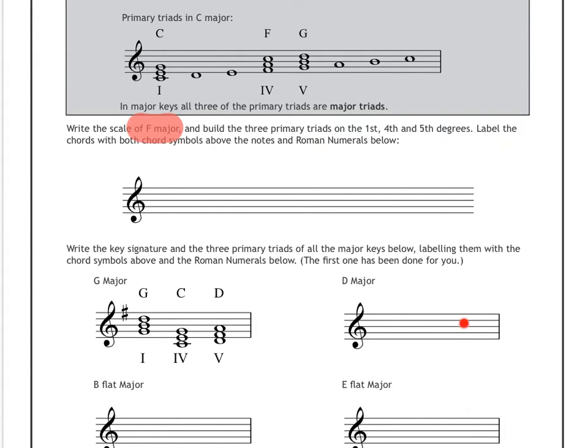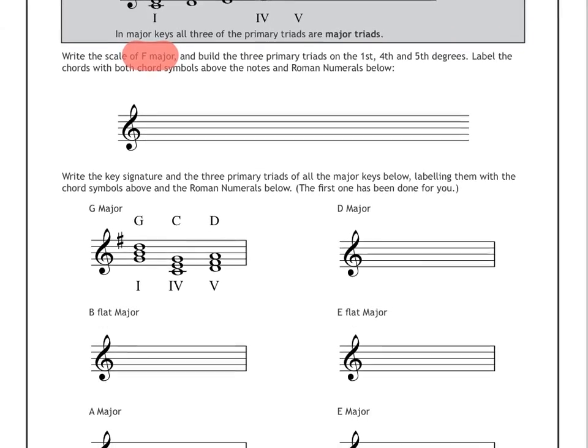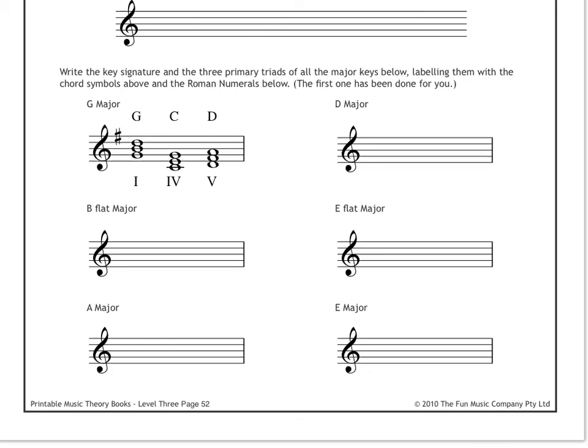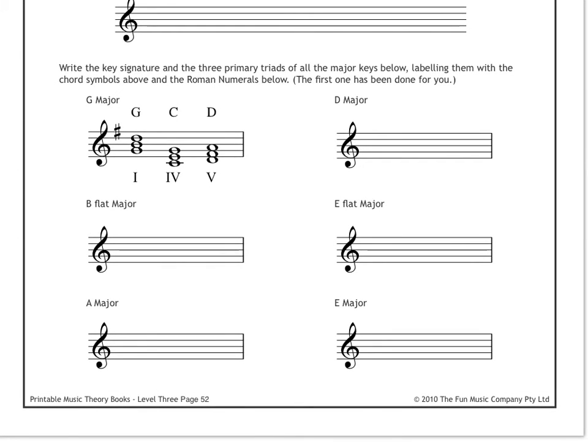And then at the bottom here, write the key signature and the three primary triads of all the major keys below, labeling them with the chord symbols above and the Roman numerals below. The first one's been done for you. Notice how for G major, we put the proper key signature. We write a triad built on the tonic, a triad built on the fourth note of the scale, and a triad built on the fifth note of the scale. The Roman numerals are 1, 4, and 5 because we're on those scale degrees. The letter names, however, are unique to this key signature because G is 1 in the key of G, C is 4 in the key of G, and D is the fifth scale degree in the key of G.